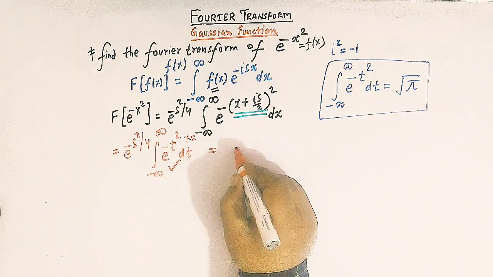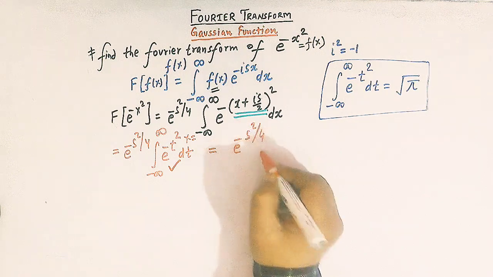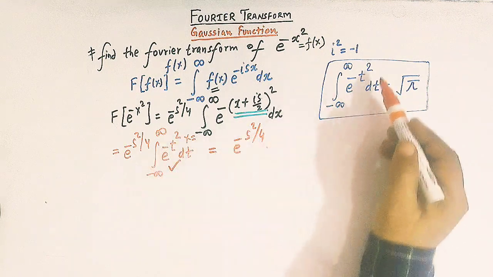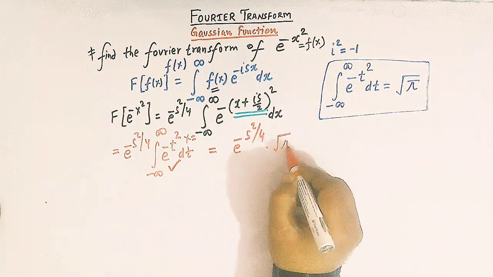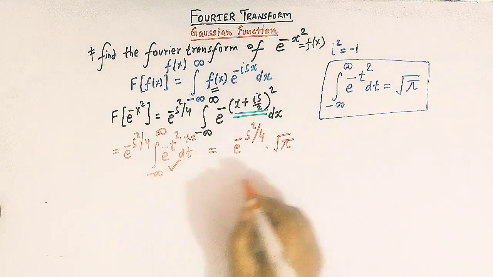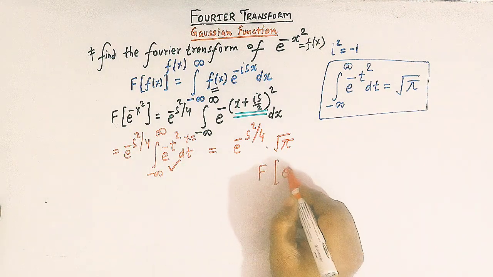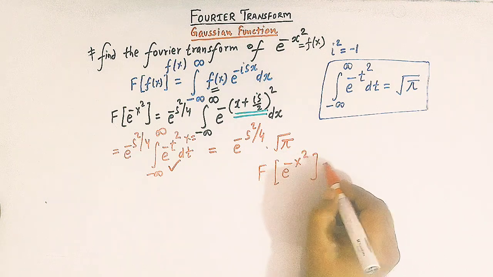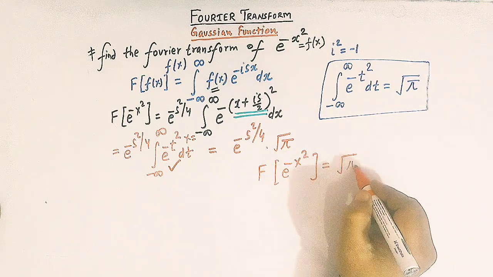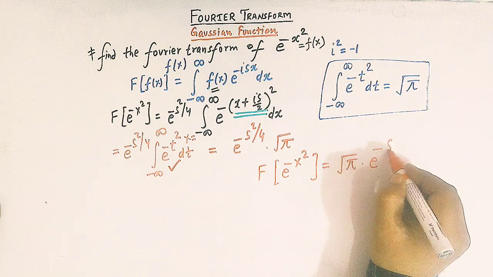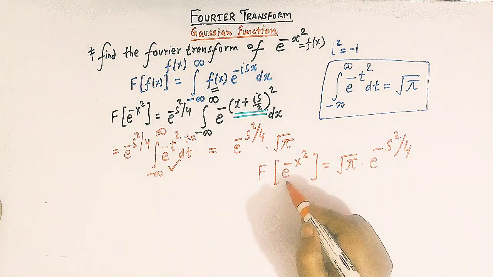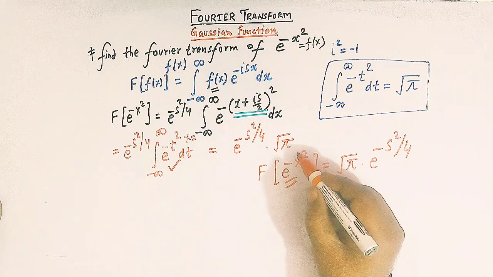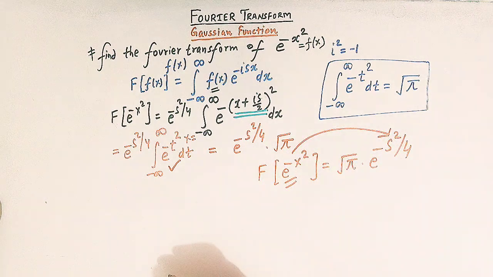So now we can write e raised to minus s square over 4, and directly applying the result, we have here square root of pi, right? So the Fourier transform of e raised to minus x square is given by square root of pi times e raised to minus s square over 4, right? And we can easily see that the Fourier transform of a Gaussian function is also a Gaussian function, right?